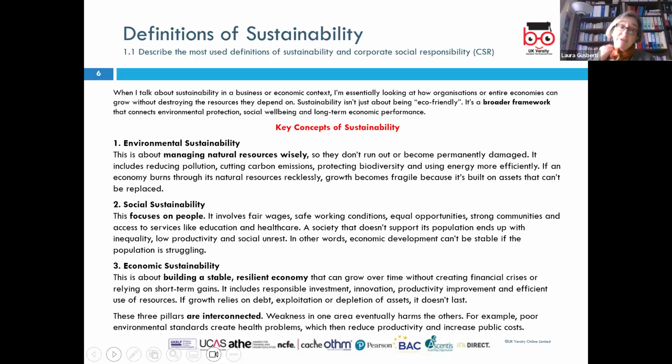So as I was explaining before, these three pillars of environmental, social, and economic sustainability are interconnected. And if we only look at the economic sustainability or the economic viability of a business, we know we are going to compromise on the social and environmental aspects. So a longer-term and better resilient business relies on all three pillars.